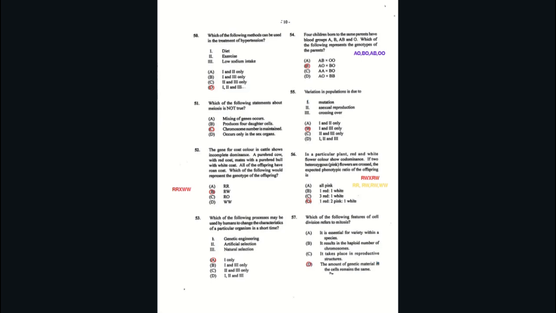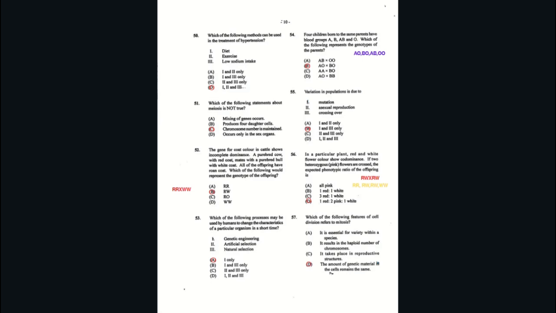Number 55. Variation in populations is due to 1, mutation, 2, asexual reproduction, and 3, crossing over. So variation in population is due to B, so mutation and 3, crossing over. We know that crossing over takes place in meiosis, right? During prophase 1 crossing over takes place, so that does help with variation. And then we know that mutation is a change in the DNA sequence, right? So the answer is B.